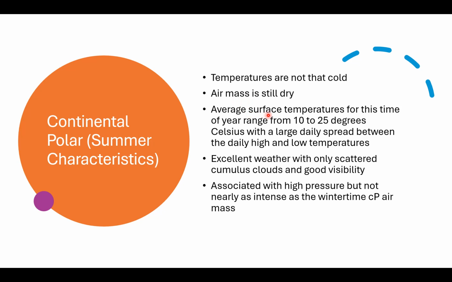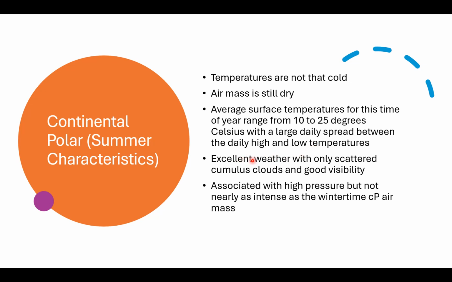The average surface temperatures for this time of the year in the summer range from 10 to 25 degrees Celsius. So 10 Celsius is about 50 Fahrenheit, 25 Celsius is 77 Fahrenheit. And because of such dry air in place with this air mass, you have a large daily temperature spread between the high and the low temperatures, between the morning and the afternoon.